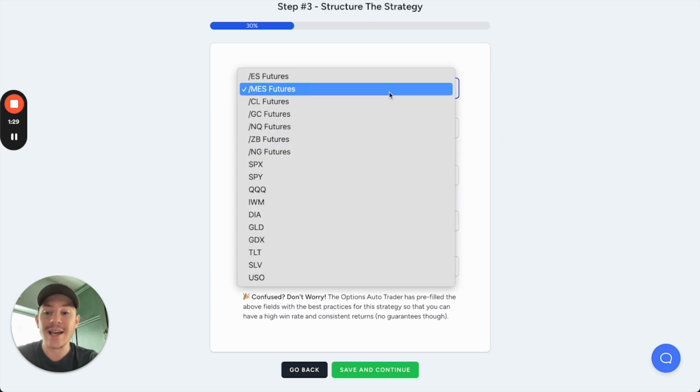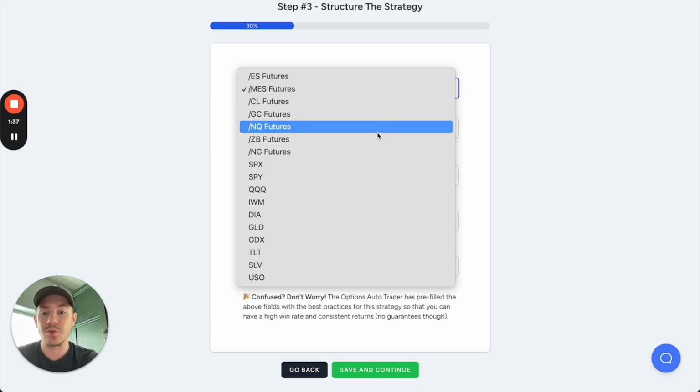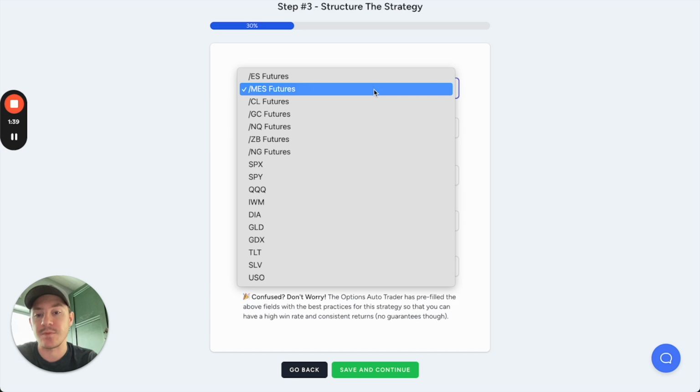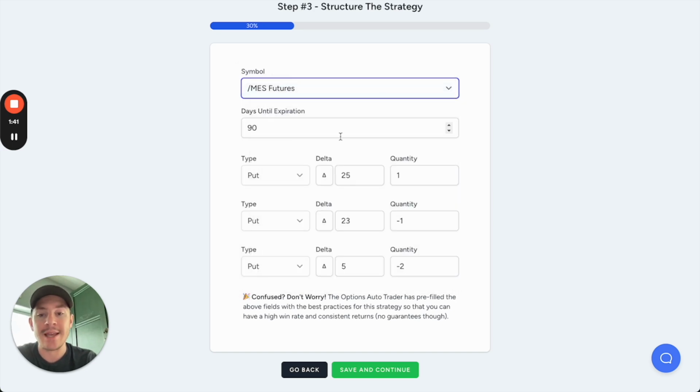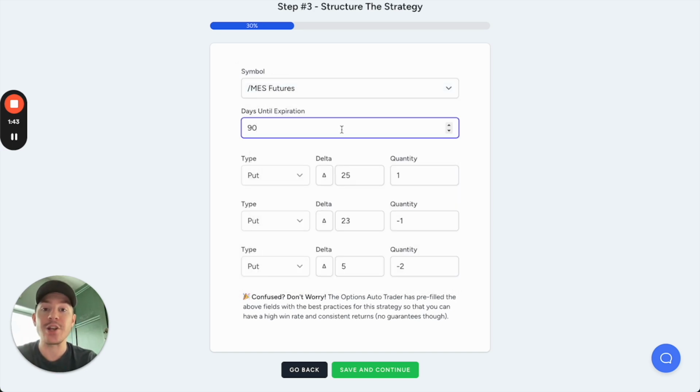I can do it on MES for smaller accounts, ES for larger accounts, or if I want to diversify my 112s, I can do it on CL, GC, NQ, ZB, anything like that. So let's just do MES. I can pick the days until expiration. Most people do 45 to 120, and 90 days is a good sweet spot. I personally do mine at 90 days until expiration.